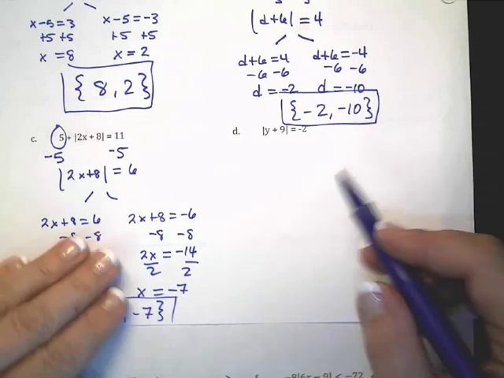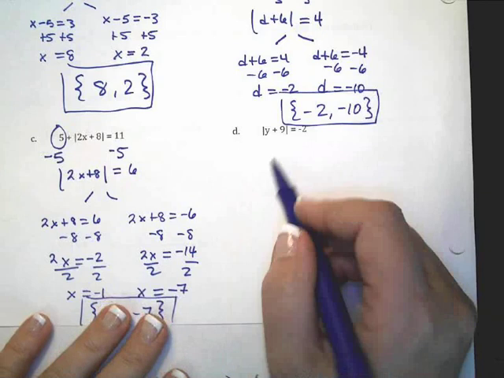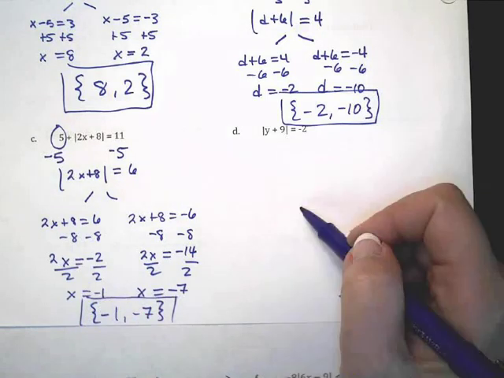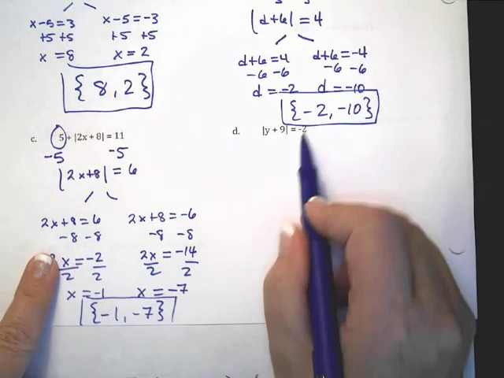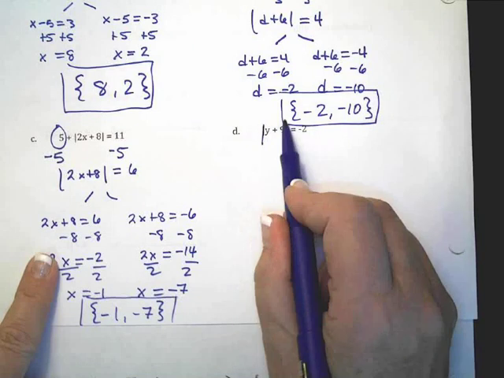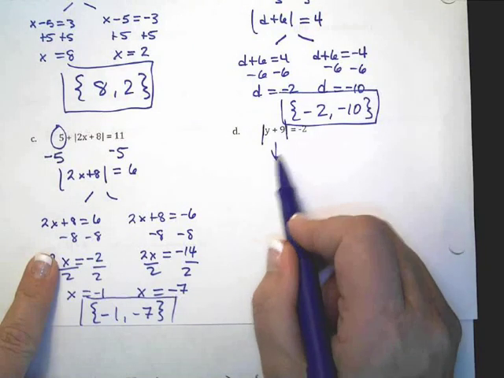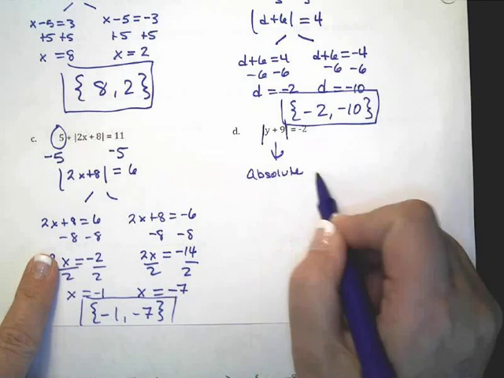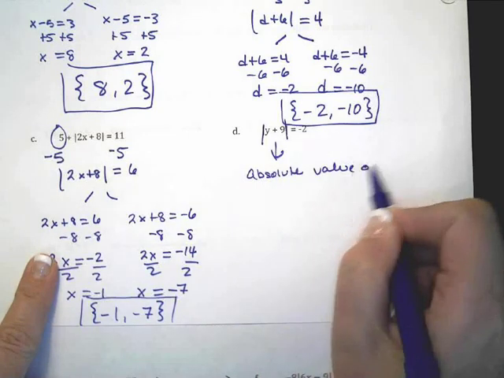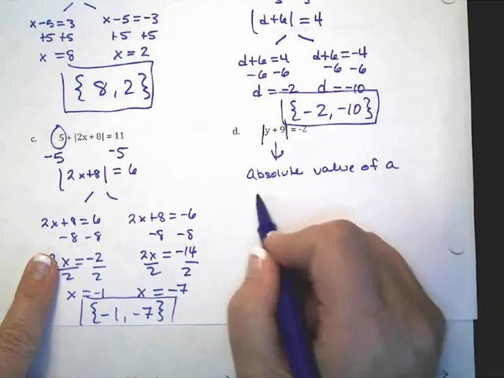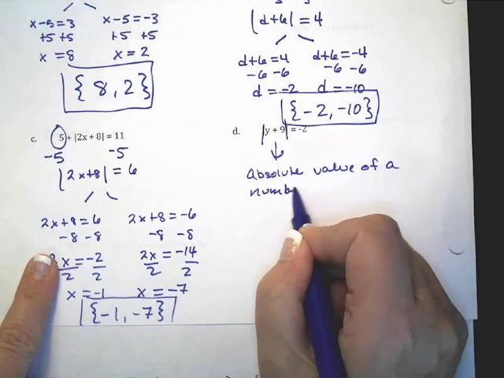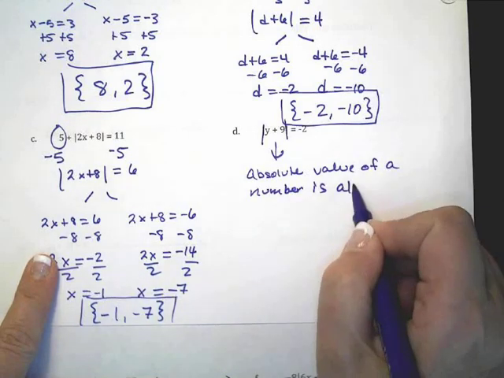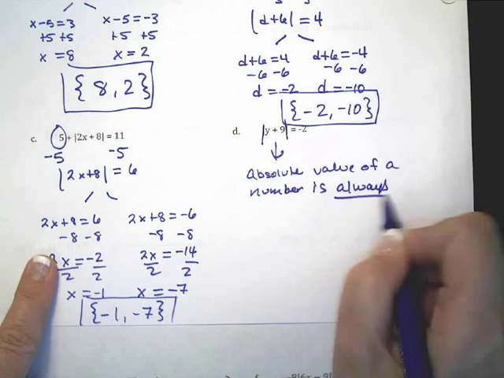And then the last example on this page, the absolute value is isolated. And as we look at this, it says that the absolute value of this expression, so remember, an absolute value of a number or an expression is always going to be positive.